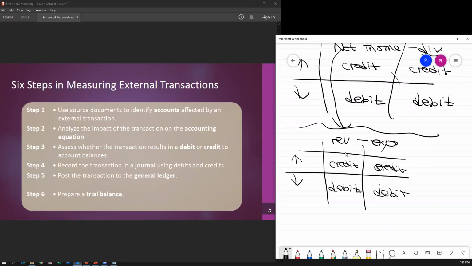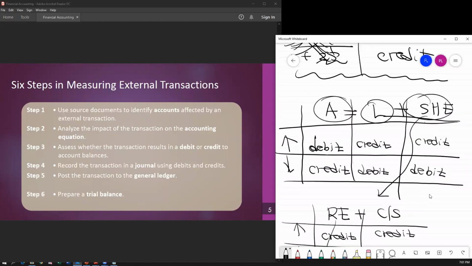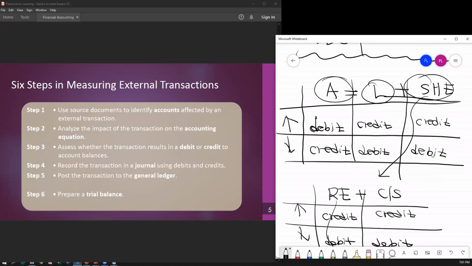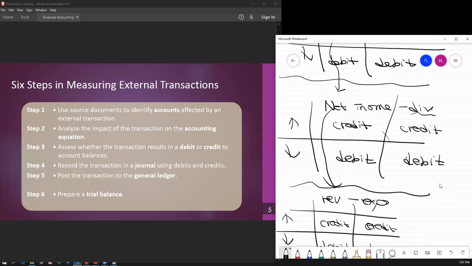So again, it looks very complicated, okay? But as long as you are able to follow through these equations, okay, you are going to be able to indicate whether we are crediting or debiting these individual accounting line items. Any questions?